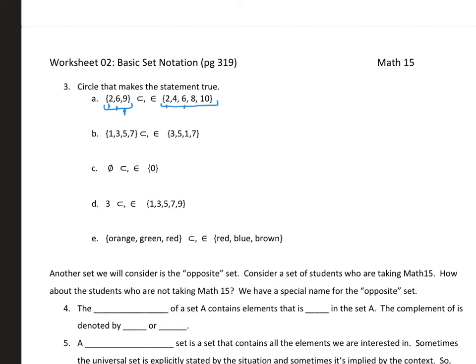So here I'm not going to circle anything, because nothing will make a true statement. You can also write this with a slash if you're saying one is not a subset of the other one. So this means it is not a subset of the other one. Okay, so I'm going to have you finish number 2 and number 3. We'll meet back at number 4.